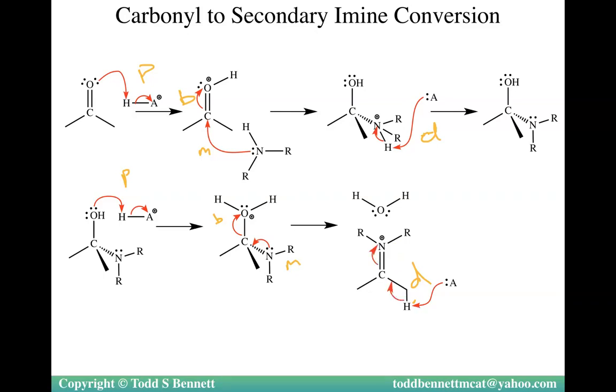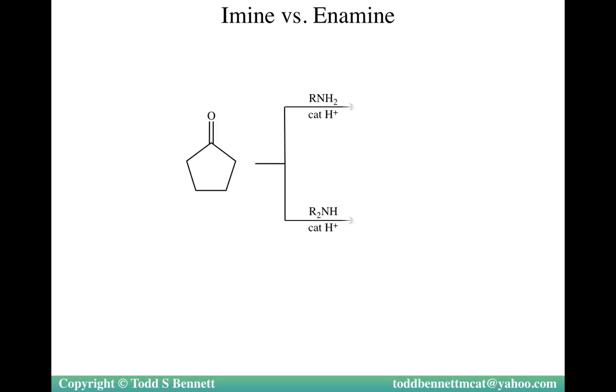So you end up with, ta-da, an enamine. You end up not getting a secondary imine from that. You end up getting a so-called enamine. So imine versus enamine, just want to bring that up. In this case, here's my ketone to start out with. If I had a primary amine, then I have two H's to lose and an O, so I'm going to just lose that and turn it into an imine.